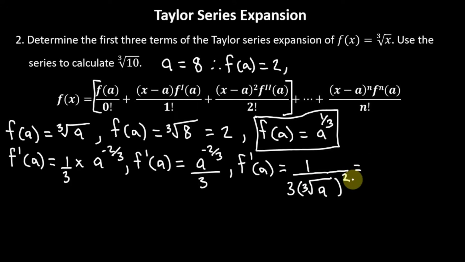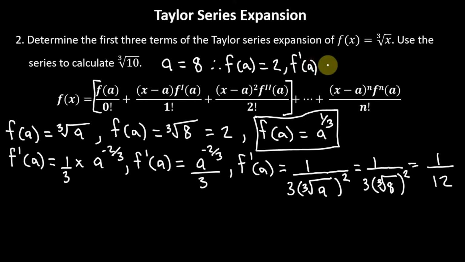And recall guys that our a value is 8, so we can plug that value in here. So we'll have 3 in bracket the cube root of 8 squared. And what will this give us? 1 over, let's see, the cube root of 8 is of course 2. 2 squared is 4, and of course 3 times 4 is 12. So therefore, the first differential of f of a, we can say is equal to 1/12.